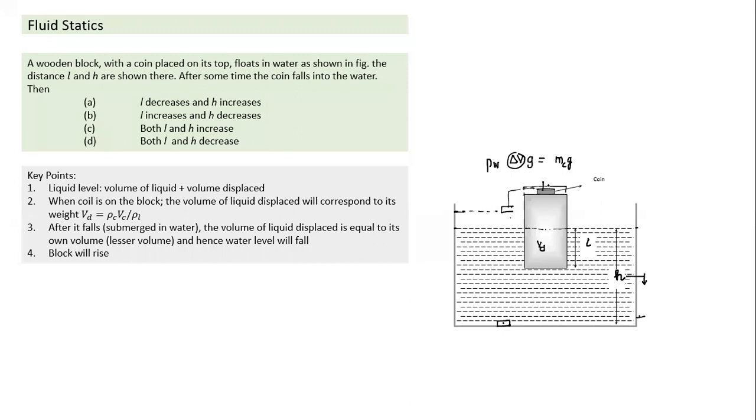Sorry, what I'm saying is, when I remove the coin, the water level will fall. By what level will it fall? It will fall corresponding to Vd. But as we dump the coin inside the water tank, it will rise by a volume equal to Vc. Vc is lesser than Vd, so overall the water level will fall. So we can easily answer this question. After some time the coin sinks in the water, what happens? Of course, L will decrease because there is lesser weight now. And what will happen to height H? The water level will become less, hence H also will decrease. Both L and H will decrease.